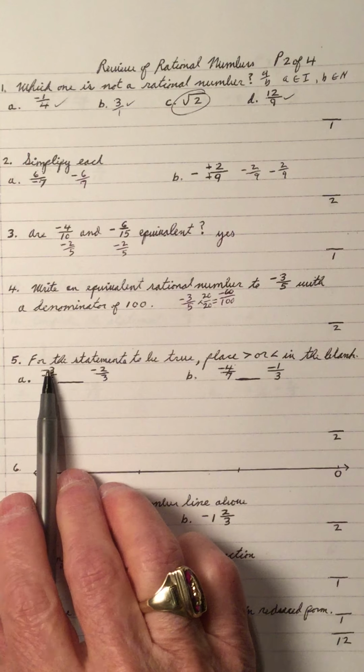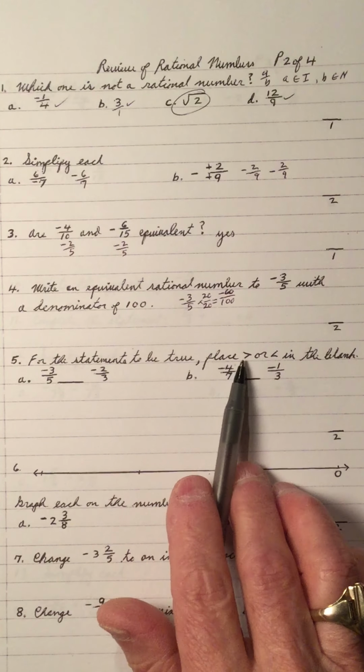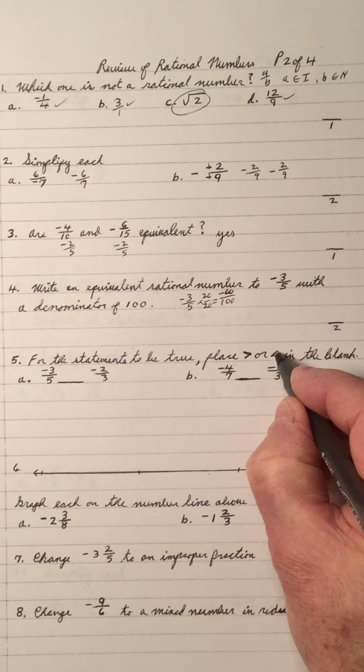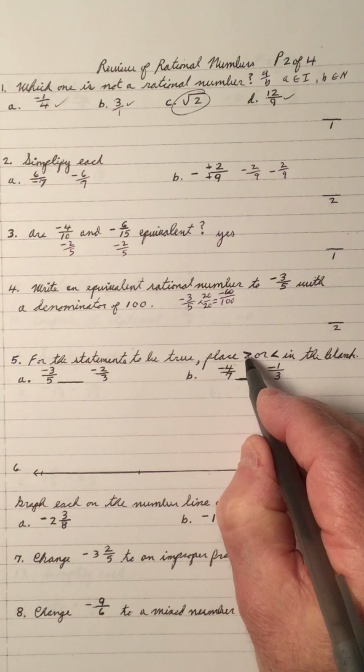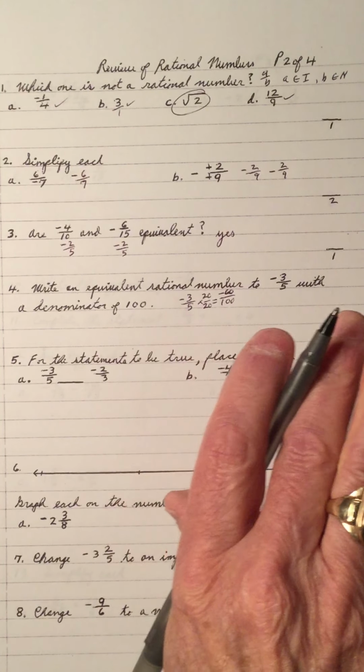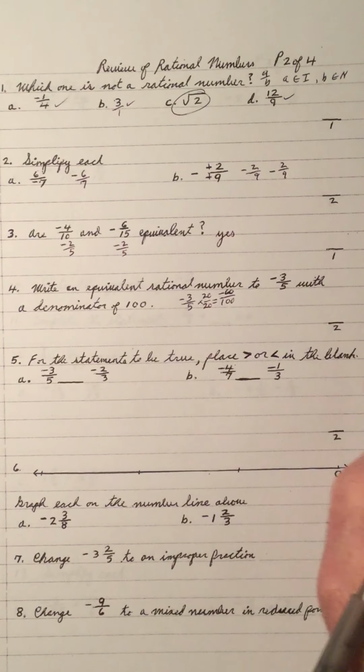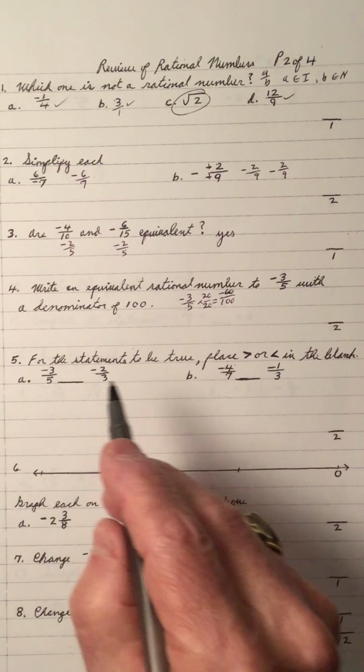Number 5. For the statement to be true, place the symbol. That symbol is pointing to the right, so that's greater than. That symbol is pointing to the left is less than. If you point to the right, any number to the right of another is greater. Any number to the left of another is less.